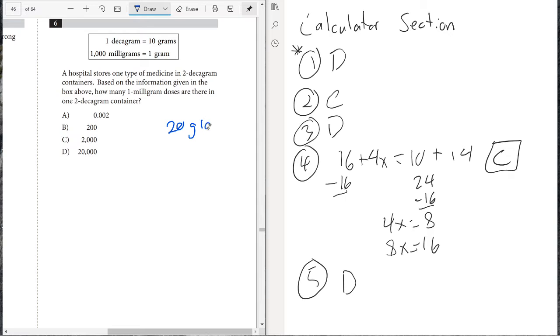20 grams. Okay, so we have 20 grams. And then 20 grams, we multiply by 20, so it'd just be 20 with three zeros, so 20,000 milligrams. So how many 1 milligram doses are there in a 20 gram? Oh, okay, so 20,000. All right, that wasn't that complicated. It's just really worded weird.